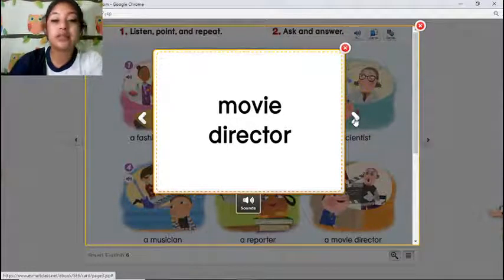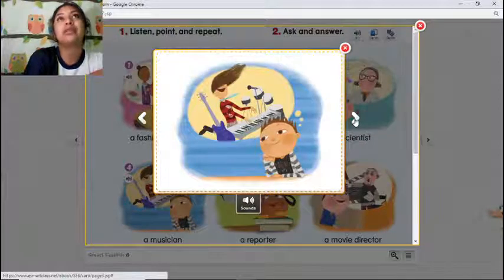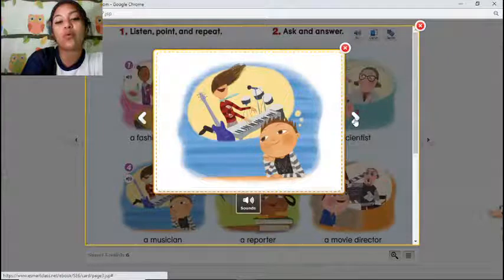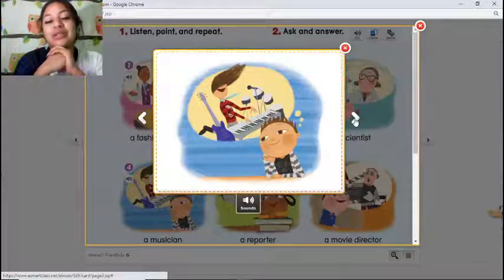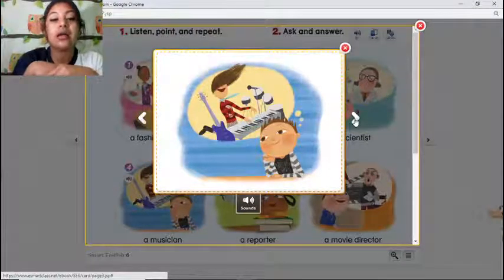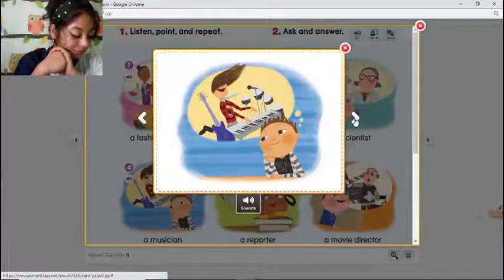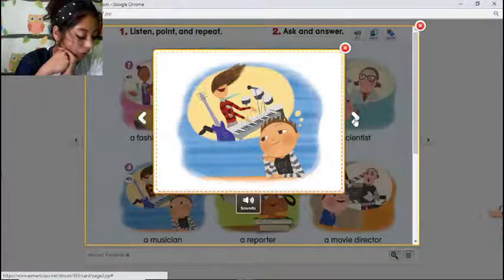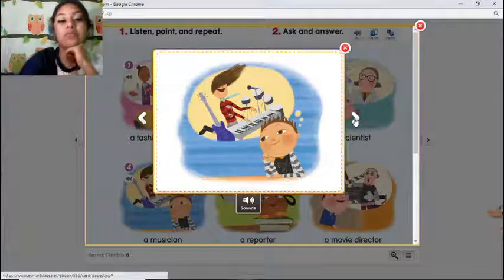So let's go into advance. What does he want to be now? Or what does he want to be in the future? ¿Qué quiere ser él en el futuro? Can you listen or can you watch it? He has a piano, he has drums, he has a guitar and a microphone. Musician, that's correct. He wants to be a musician.